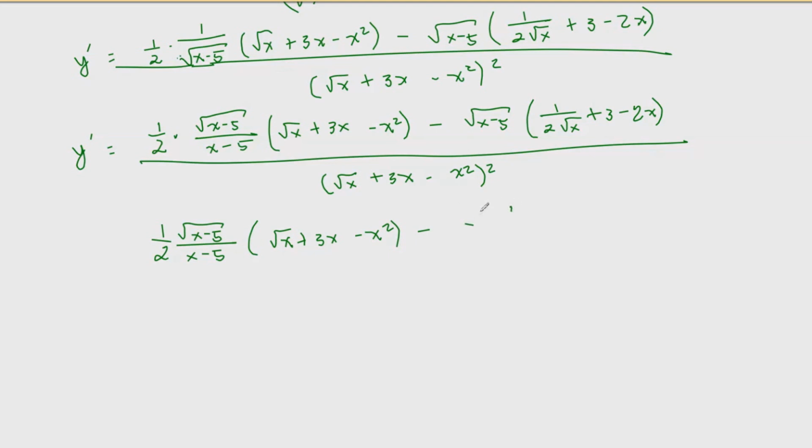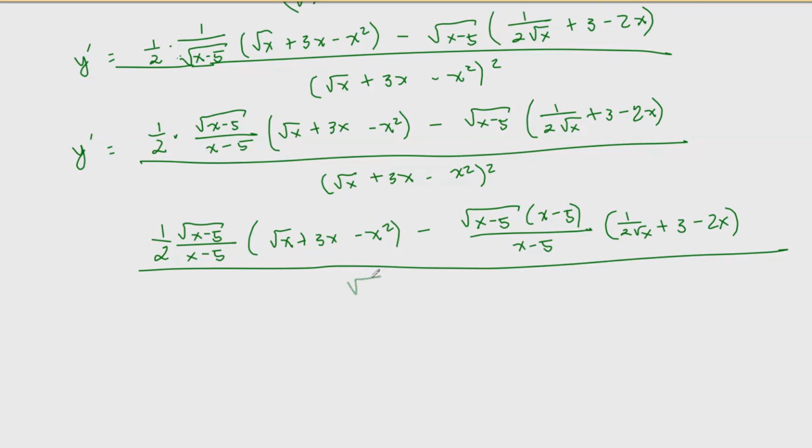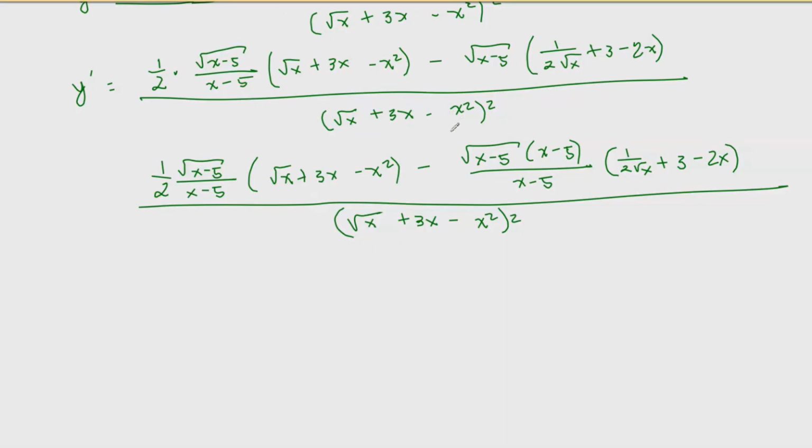and then subtract this with square root of x minus 5, and then times x minus 5 divided by x minus 5, and then 1 over 2 square root of x plus 3 minus 2x, and then divided by square root of x plus 3x minus x squared, quantity squared. In this case, I do have something like square root of x minus 5 at the denominator, so I can pull it down here, this x minus 5.